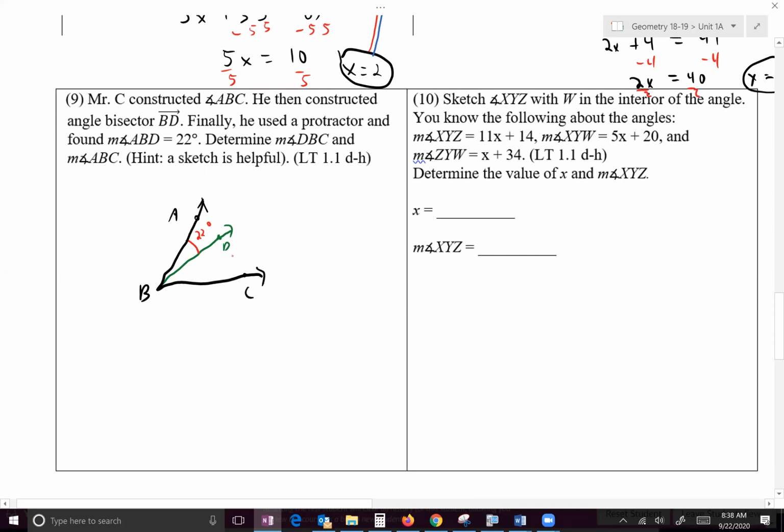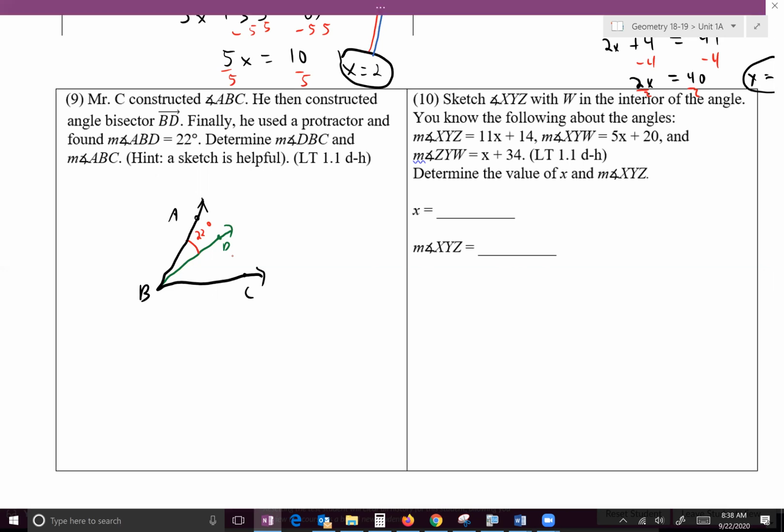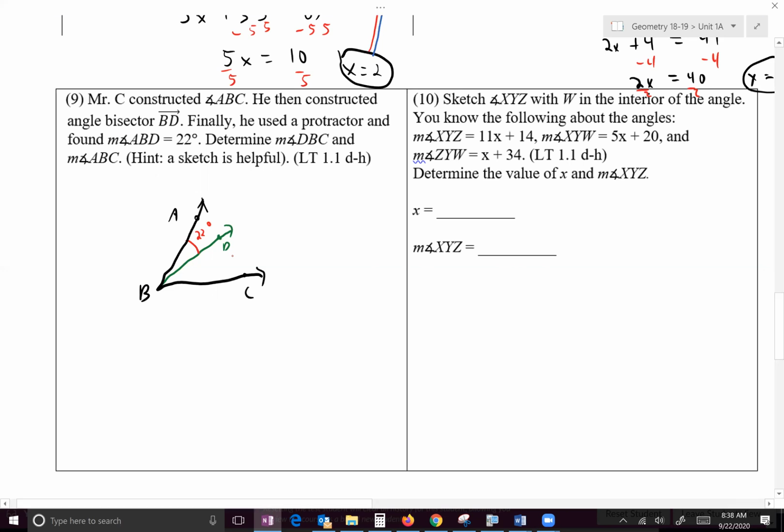So determine the measure of DBC. Well, the key word here is bisector. So if BD bisects ABC, that means that this is also 22 degrees. So that one's pretty easy. Okay. And then the entire thing, I'll just add the two together. So the measure of angle ABC, that's what the M stands for, by the way, equals 44. Okay, so once you get the picture, it's not too bad.